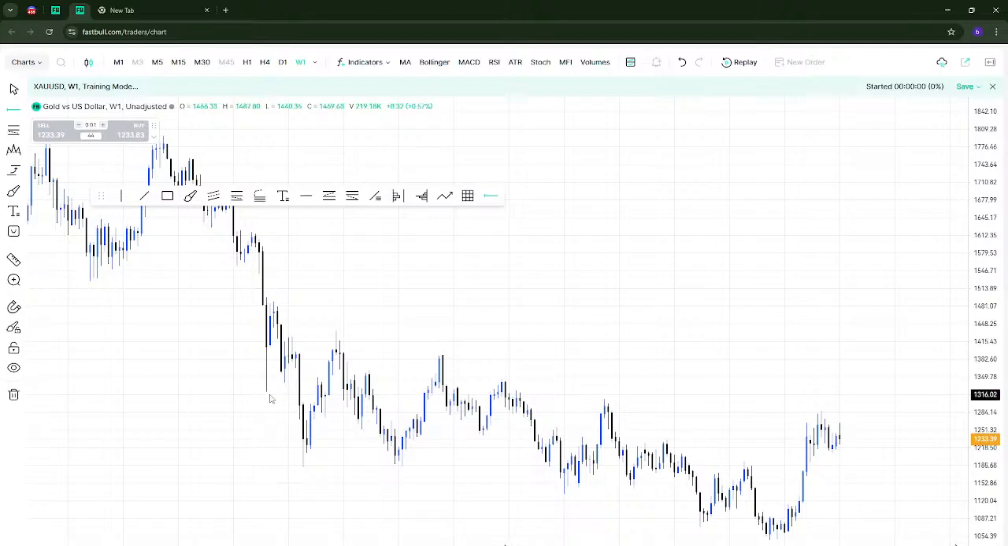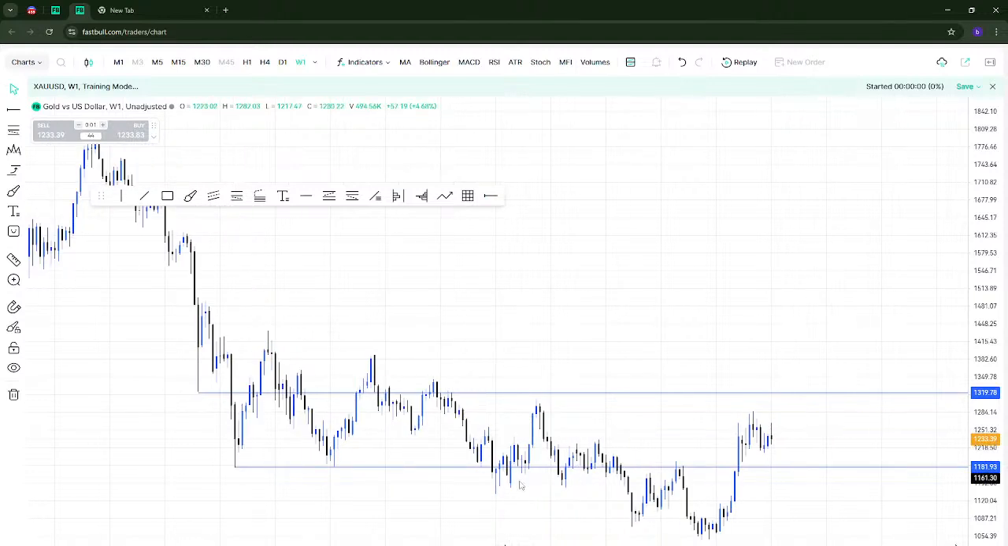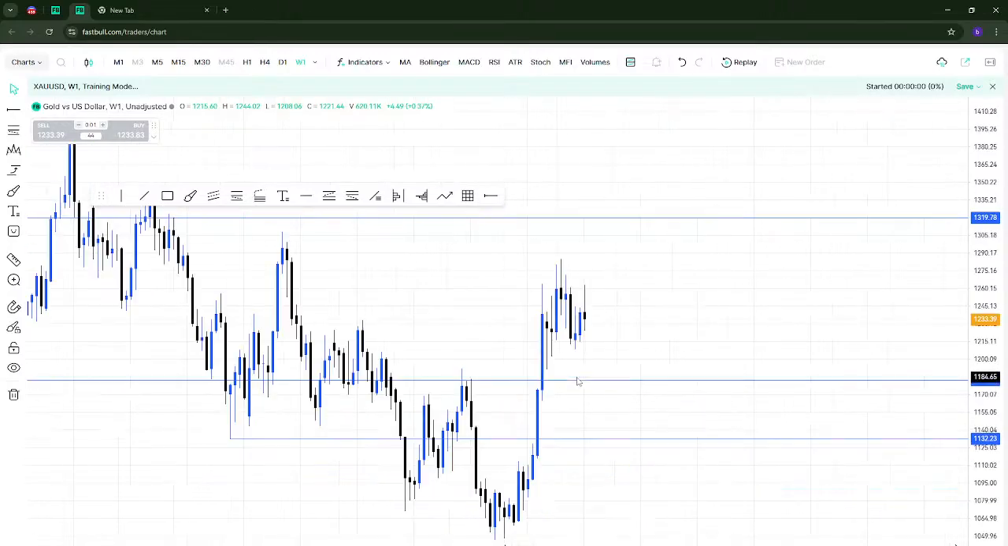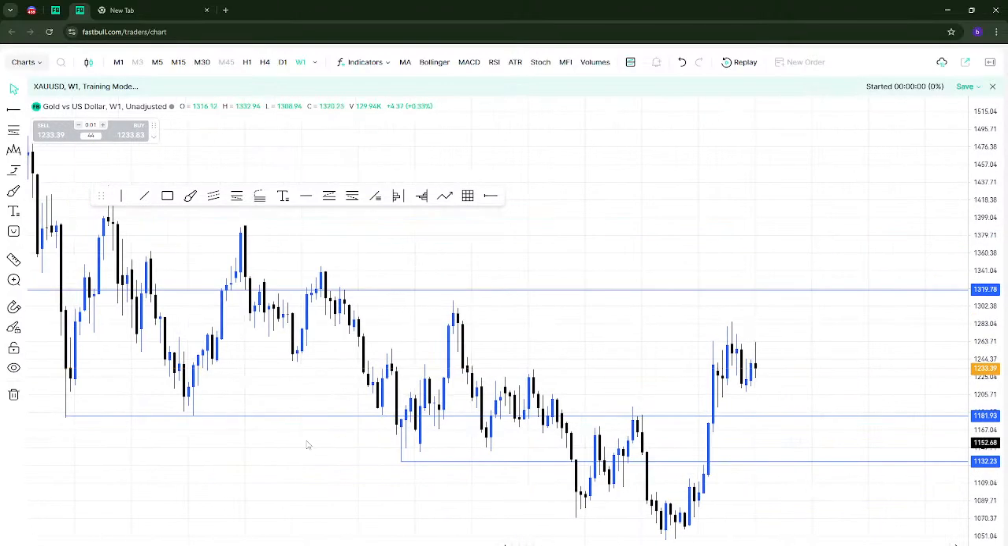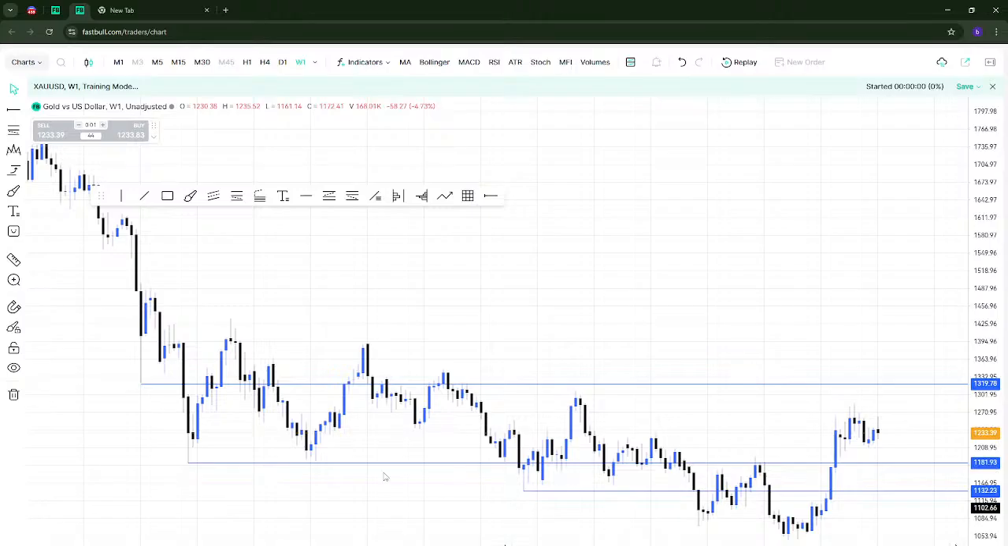Okay, we had this break of structure here. We had another one here. We had another one here. We had another one here. Okay, then we broke that structure. So the equal lows here, it came, took them out, rejected.